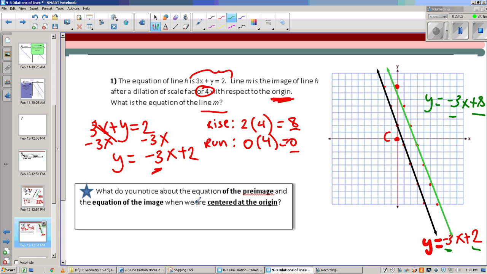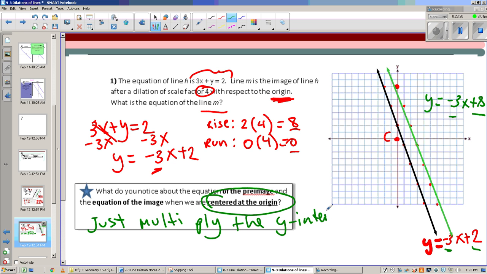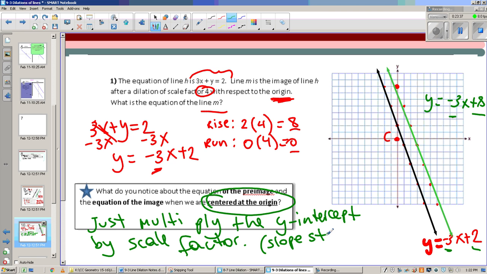Okay, so what do you notice about the equation? And this is important, this only happens when it's centered at the origin. So we're going to just multiply the y-intercept by the scale factor. Right? And the slope stays the same because of dilation and parallelism. Okay, so that's a nice little shortcut if it's centered at the origin. Right? So if the center of dilation is the origin, that's the only thing we need to do.